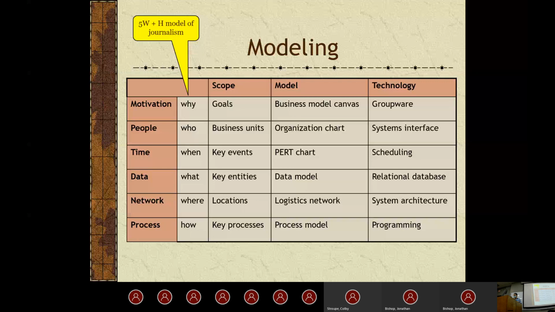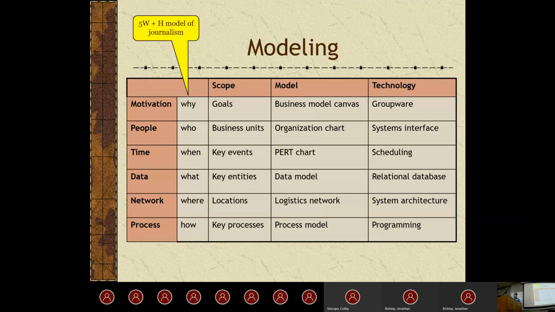So the book talks about the 5W plus H model that we want to apply to this. And that is, of course, who, what, when, where, how, and why. For each of these different things, we're going to have a different model that represents it. So for example, we're going to be focusing a lot today on the what. That is to say, what our data is. We're going to use the data model for that.